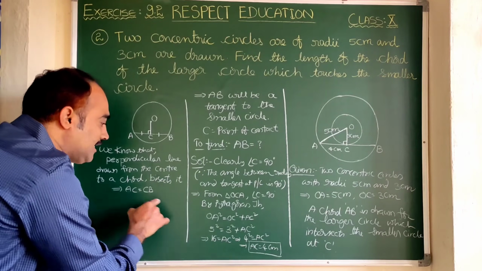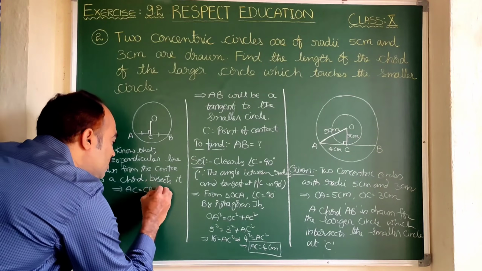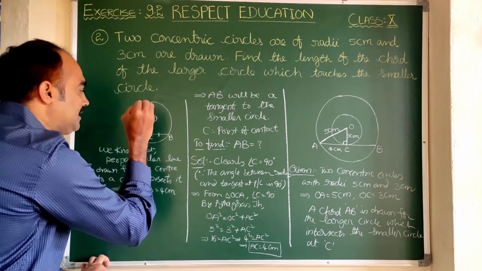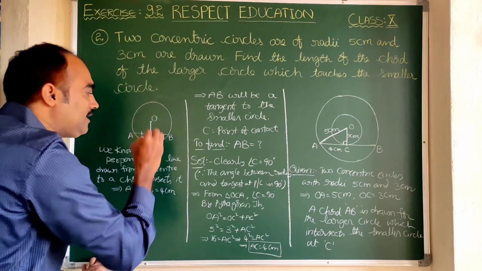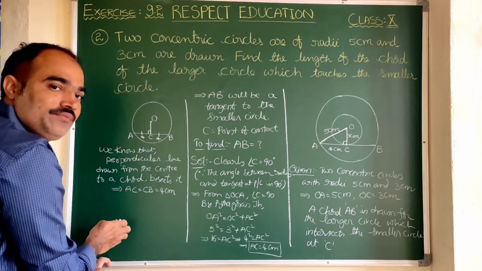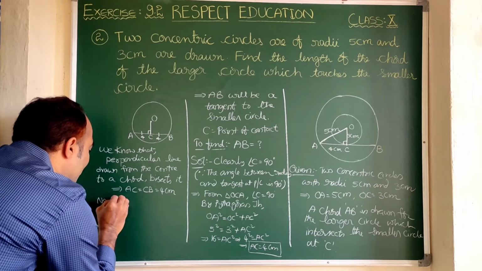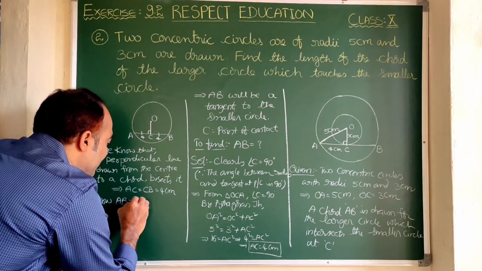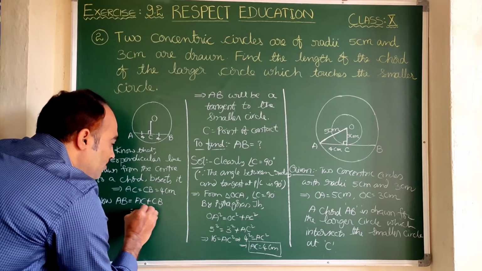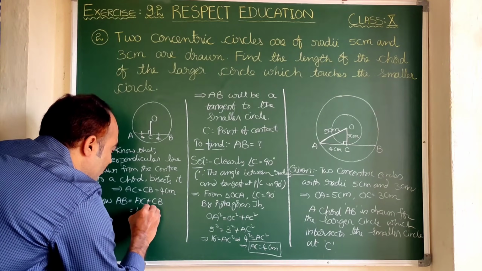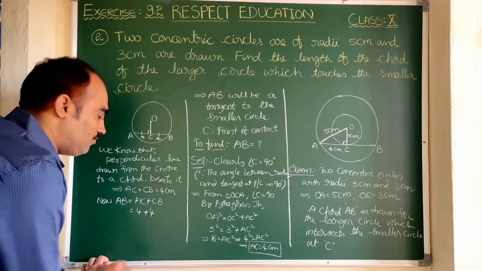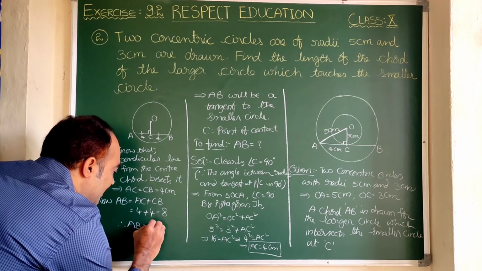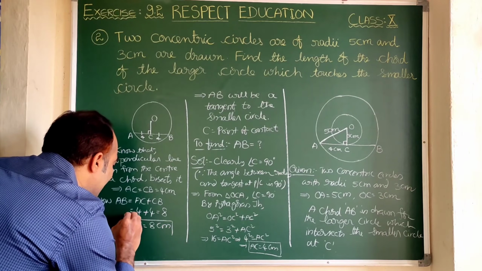But already you know AC is 4 centimeter. So CB also will be 4 centimeter. Clear? So here I am writing AC as 4 centimeter, CB is also 4 centimeter. Now what is AB? Now AB can be written as AC plus CB. Here you know AC as 4 centimeter plus CB as also 4 centimeter. 4 plus 4 is 8. Therefore AB, that is the length of the chord AB, we got here as 8 centimeter.